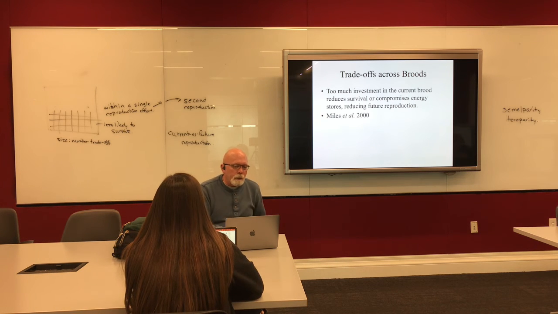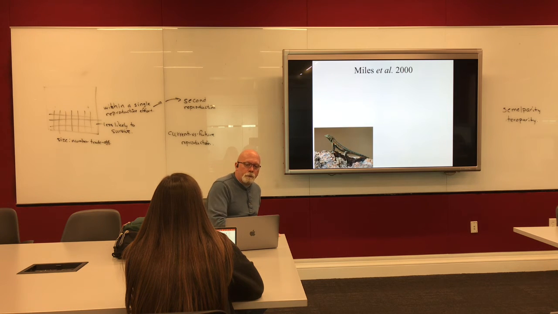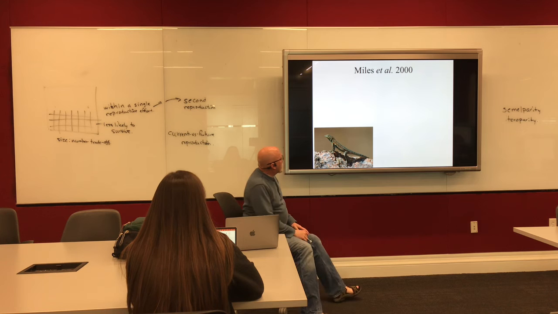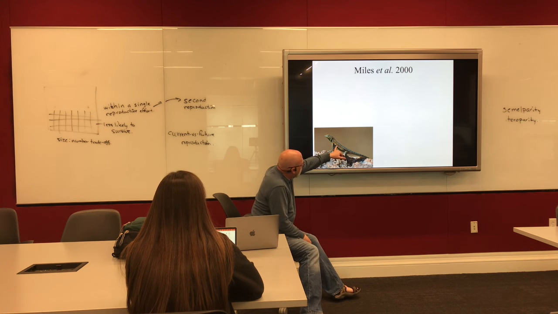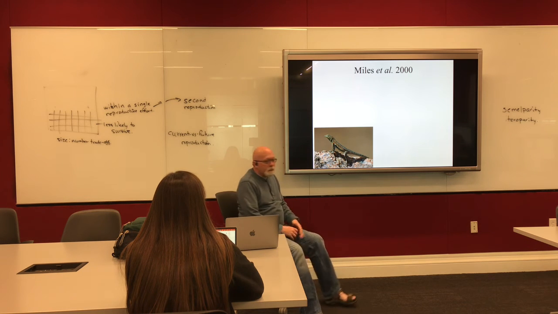Don Miles is a guy who's done a lot of work on lizard life history theory, and he did a study published back in 2000 on the desert sideblotch lizard. This is Uta stansburiana, and you can see that it has a little blotch on its side, which is where it gets its name.